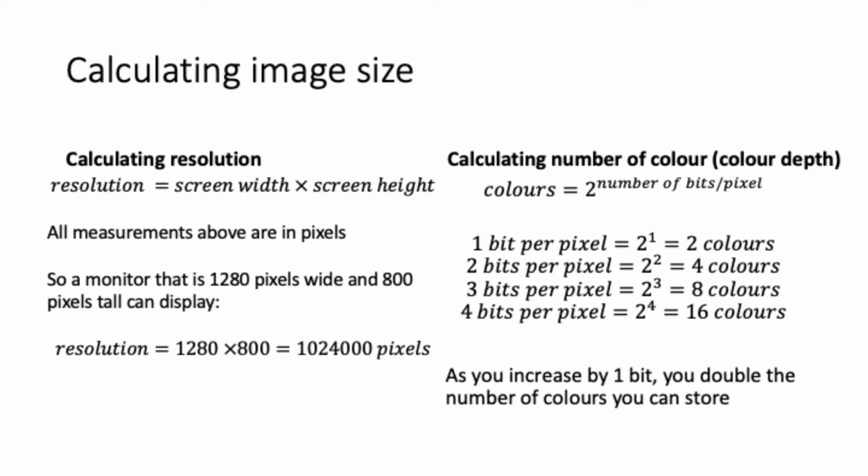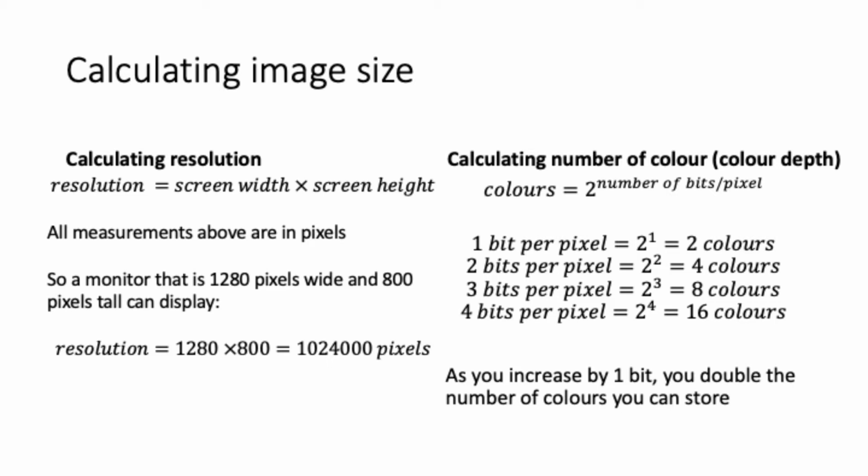One of the key things you need to be able to do is to calculate an image size. So to calculate the resolution, the resolution is simply the screen width times the screen height. All the measurements are in pixels. So a monitor that's 1280 pixels wide and 800 pixels tall can display 1280 times 800 equals 1,024,000 pixels.